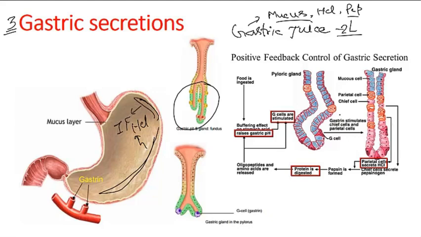Here you see different cells, like G cells. These are the G cells. There are also chief cells, parietal cells, and mucus cells. Different cells are present, and some of those are known as enteroendocrine cells. Those enteroendocrine cells are mainly present in the pylorus region, and they start releasing gastrin.